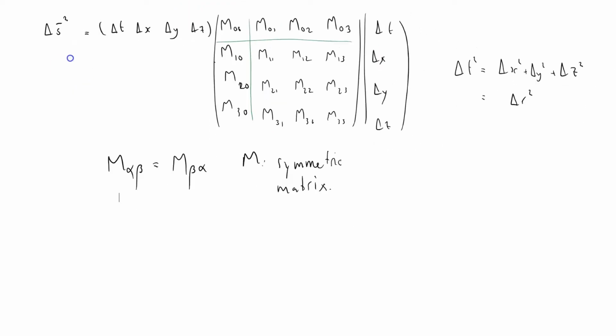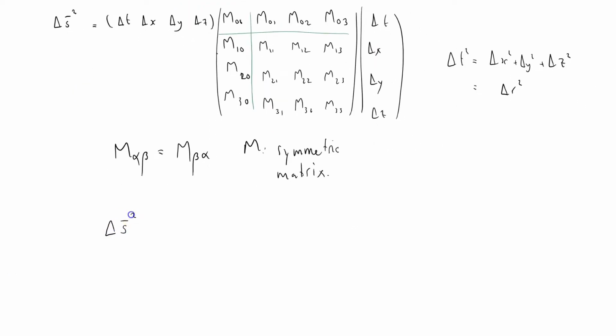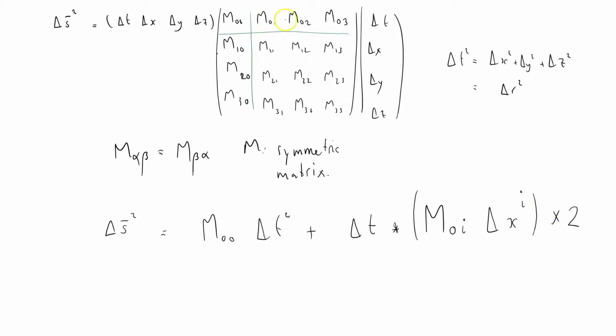Okay, so where am I up to with this? Well, I know that delta s bar squared is going to be equal to m0,0 delta t squared. That's that term there. Plus, because I've made the matrix symmetric, these three and these three are the same thing. So I can just write delta t times m0i delta xi, and we've got two of those because I've got these and these, which are the same thing by construction.